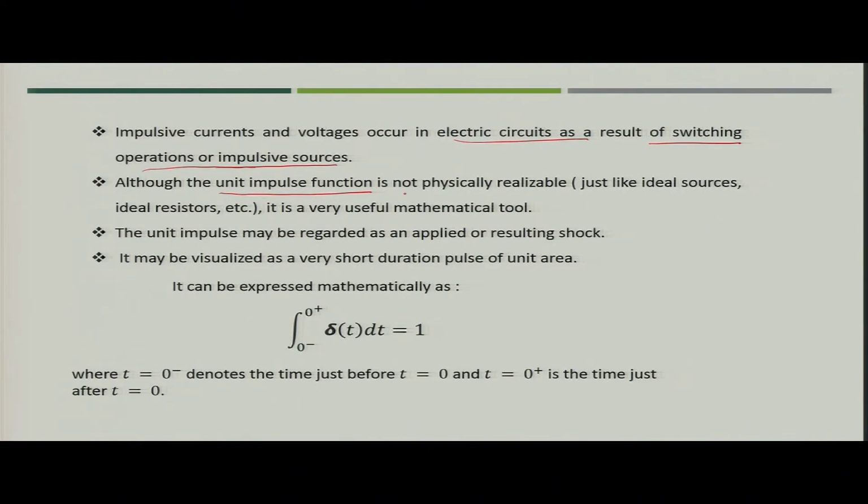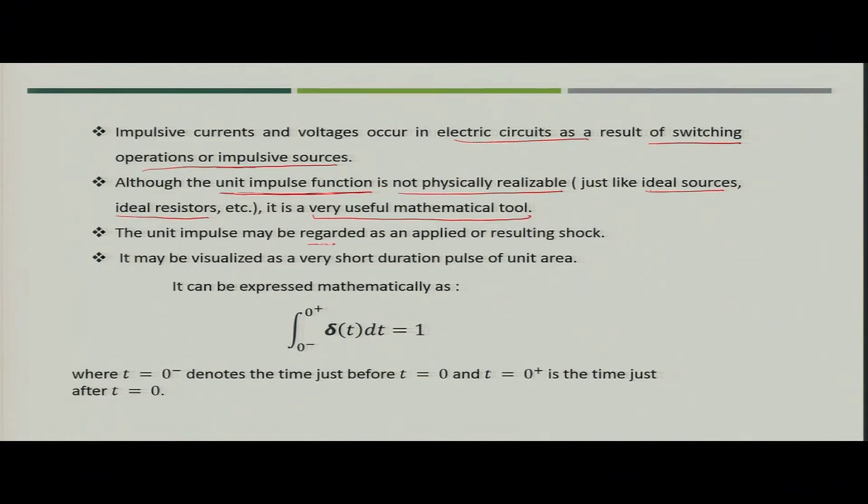Now, although the unit impulse function is not physically realizable, similar to what we have seen in the case of ideal sources like the ideal voltage source and ideal current source, practically we do not have an ideal voltage or ideal current source. Similarly, an ideal resistor does not exist, but as these concepts are very important and used extensively in circuit analysis, the unit impulse function can also be utilized for our circuit analysis, and it is a very important mathematical tool.